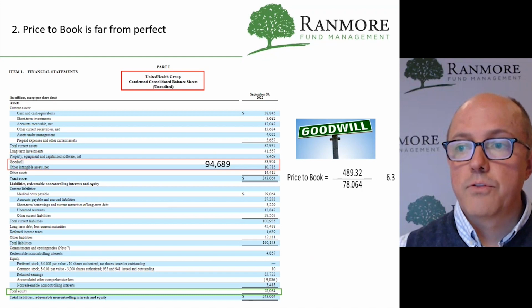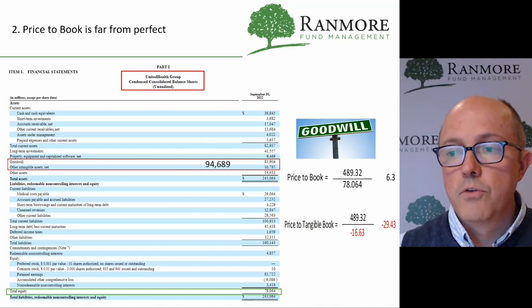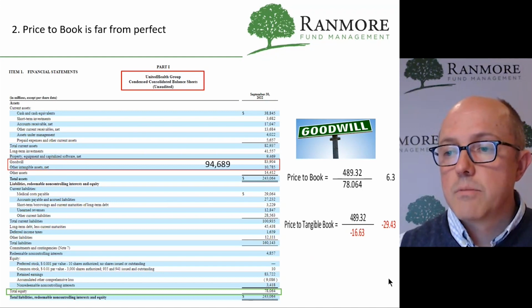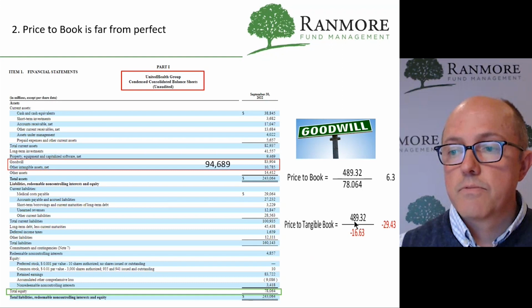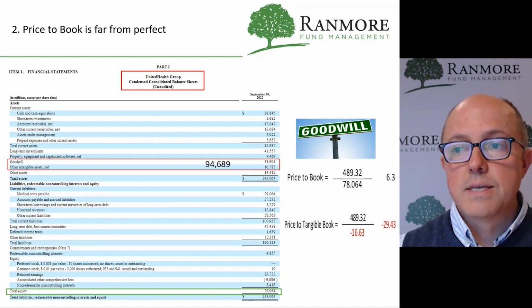The problem with United Health is it has nearly 95 billion in goodwill and other intangible assets. And so if you deduct that, saying, well, I can't actually sell goodwill, you've got to calculate a tangible book value, something you can touch like a ship or a semi-finished aircraft. You've got price to tangible book value of 489 over minus, and you get a negative book value. So that's another problem with book value, is that in some companies, goodwill and intangibles comprise quite a large percentage of the book value, and the price to book doesn't differentiate between the two.